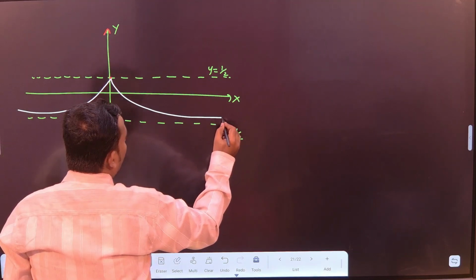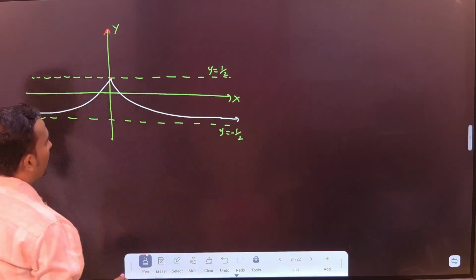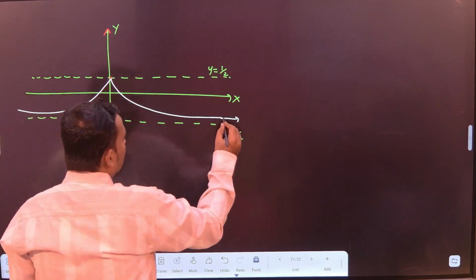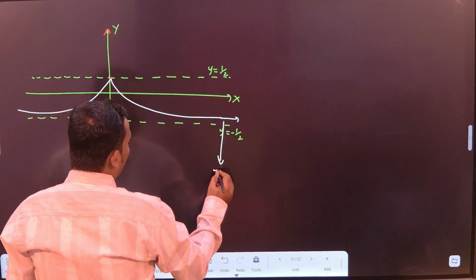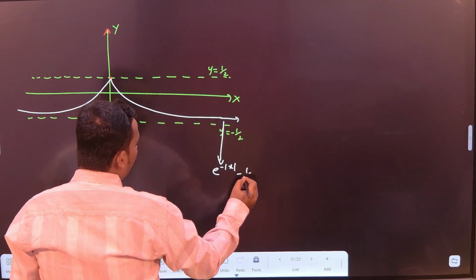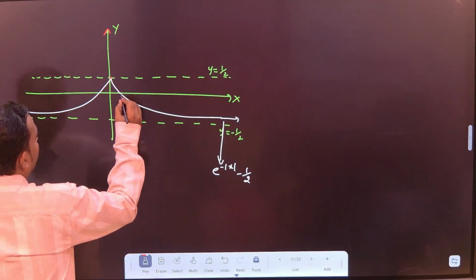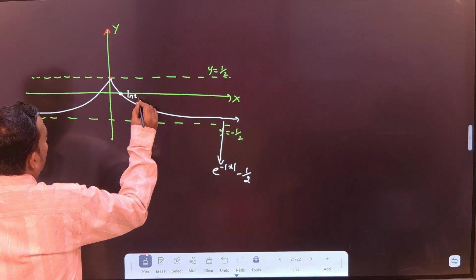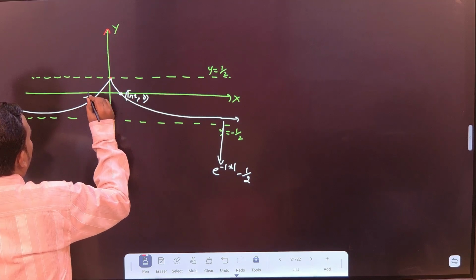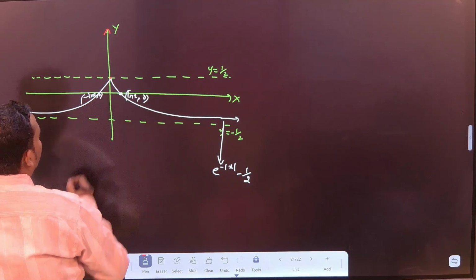This is the graph of what? e power minus mod x minus 1 by 2 graph, the white color one, right? So what is the intercept here? The log 2 comma 0, and this is minus log 2 comma 0.